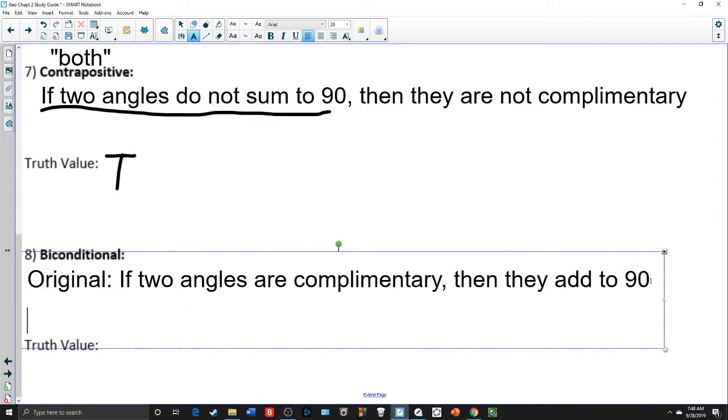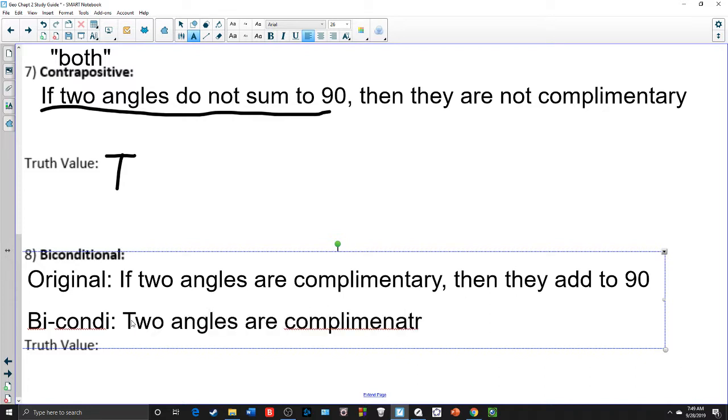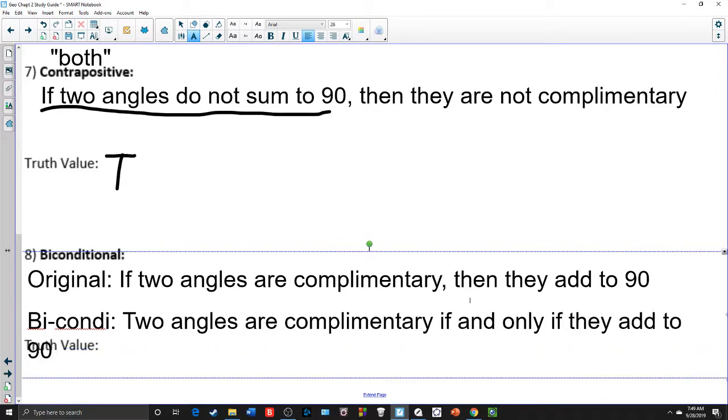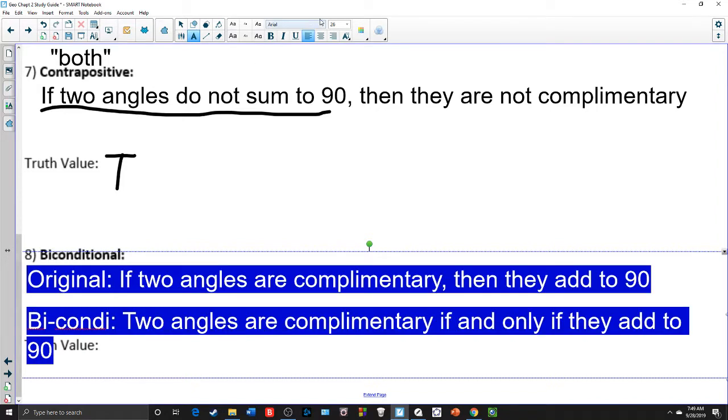The biconditional, I'll just put bicondi for short. The biconditional is when you drop the if and replace the then with the if and only if. So the biconditional requires us to drop the if part, and instead of saying if two angles are complementary, we just say two angles are complementary. And then instead of saying then, we replace it with if and only if they add to 90. And let me reduce the font here just so it doesn't bleed over into our other spot there.